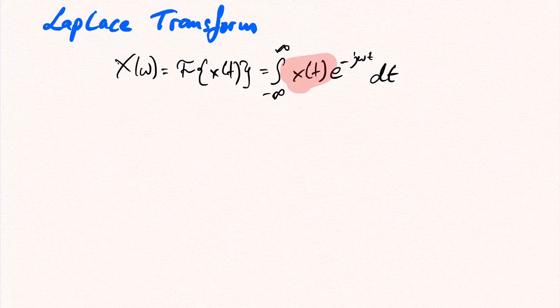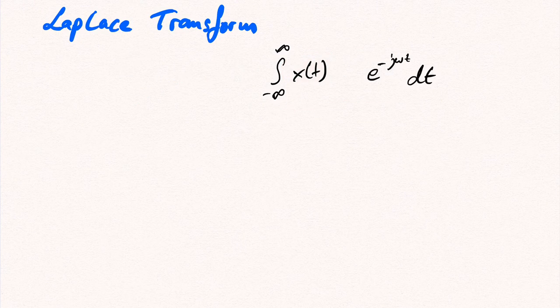For some signals x of t, the integral can't be evaluated or doesn't exist for some frequencies omega, or maybe even for no frequency omega. This means that the frequency response, or the Fourier transform of the signal x of t, doesn't exist.